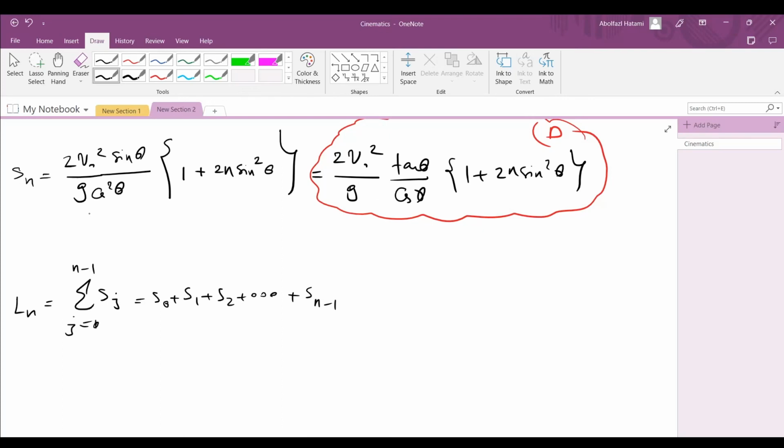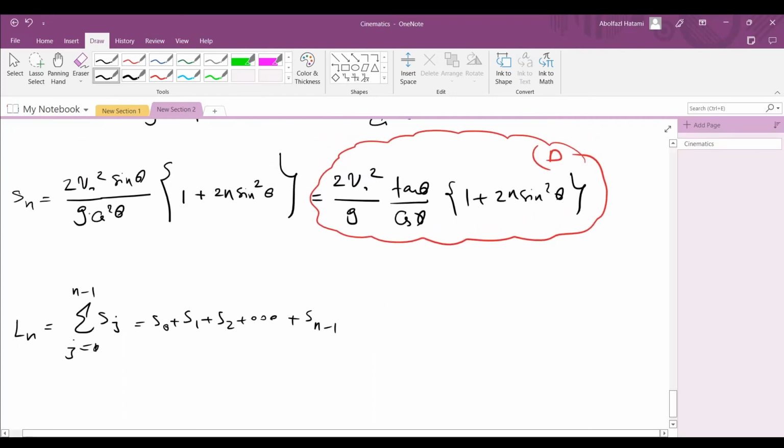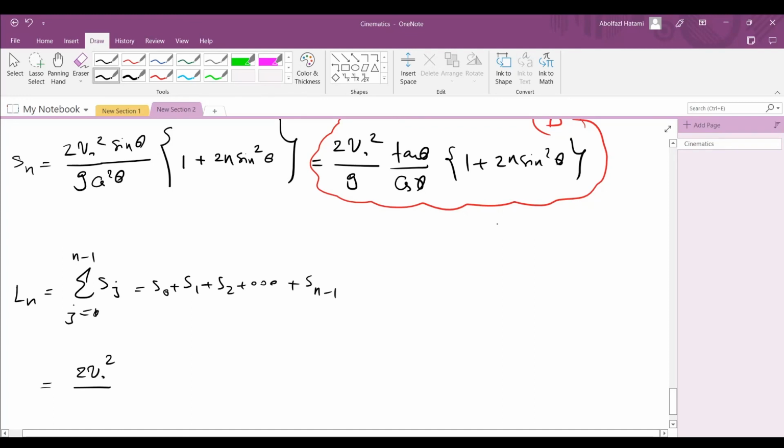Okay, we should calculate this. Let me write these first terms to obtain the relation again. I can factor this term, 2 v0 squared divided by g, tangent theta divided by cosine theta, from all of these Si's, and leave just the trigonometric part in here. So we can say that it equals 2 v0 squared divided by g, tangent theta divided by cosine of theta.